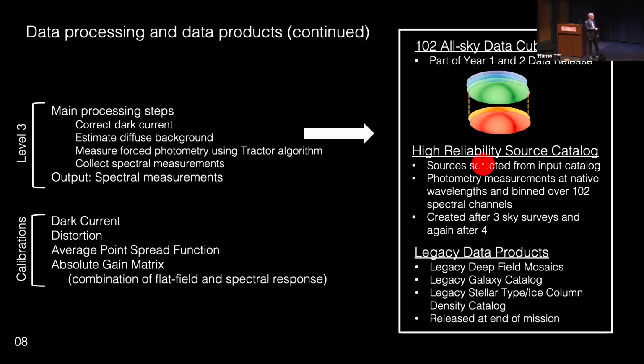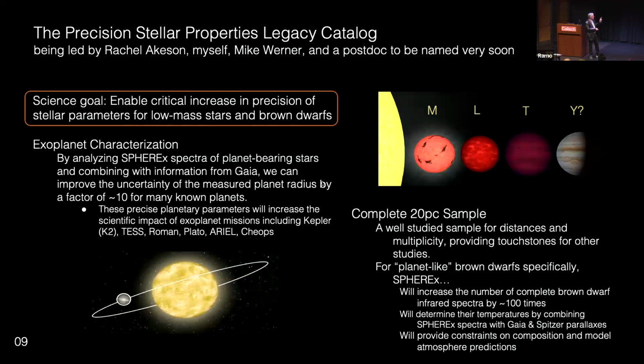And this high reliability source catalog is going to be created after the third sky survey and again after the 4th sky survey. There's also a series of legacy data products here that will also be produced, and those have to do largely with the 3 main science focuses of the program. But I want to talk about one that's not one of the main 3 science focuses of the program, but is something that Rachel Akeson, myself, Mike Werner, and a postdoc to be named very soon are working on, and that's something called the Precision Stellar Properties Legacy Catalog.